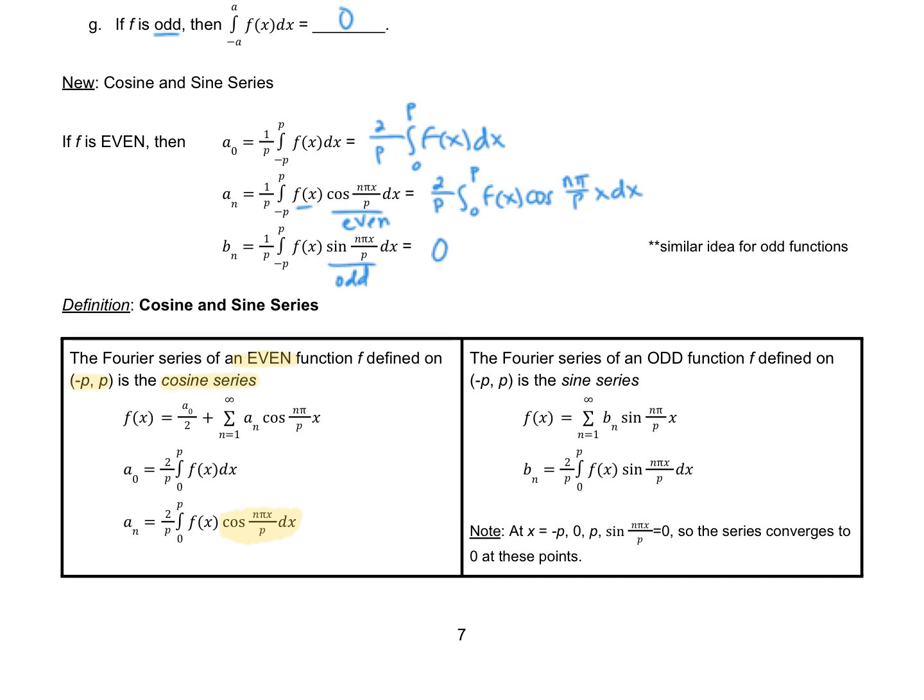On the other hand, if we have an odd function from negative p to p, then we end up with a sine series. In the case of an odd function, all we have is b of n. Our a naught and our a n end up being 0. And a quick note in that case of a sine series, at x equal to negative p, 0, or p, the value of sine is 0. So the sine series will converge to 0 at these points. So let's take a look at how this will actually play out in the first example.